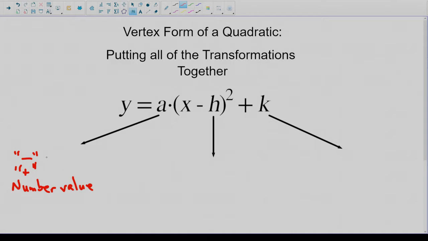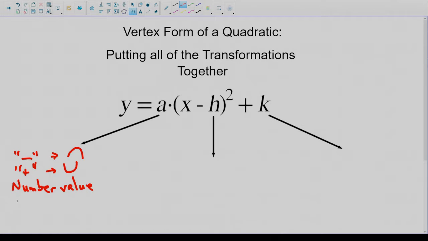So what happens if the A value is negative? It is a frown-shaped parabola. We call that a reflection. I'm just going to draw it as a picture. If it is positive, it's going to be a smile-shaped parabola. And that's all that the sign does. But then you actually have to look at the numerical value of A without the sign.